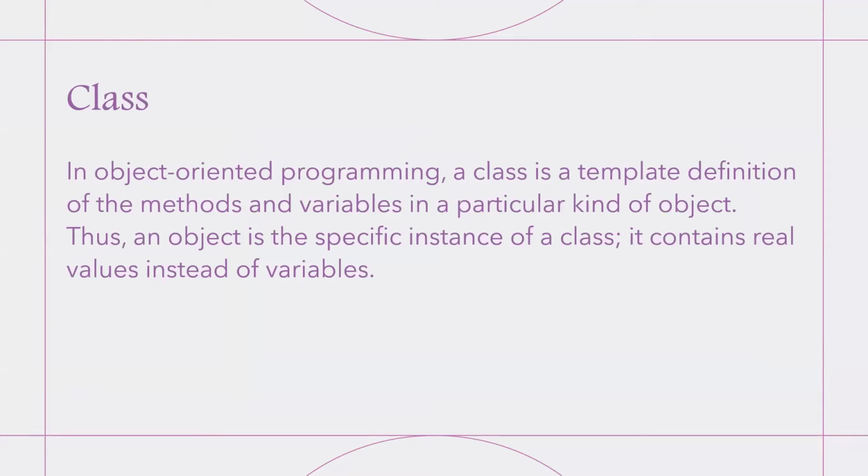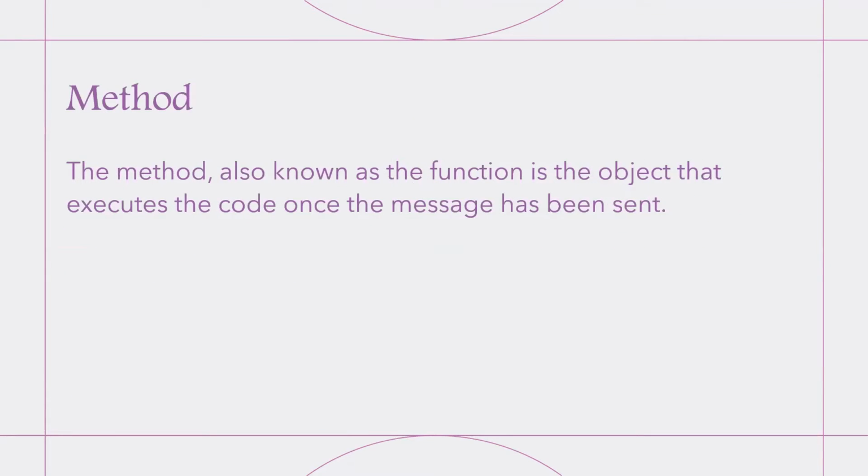A class in object-oriented programming is a template definition of the methods and variables in a particular kind of object. Thus, an object is the specific instance of a class. It contains real values instead of variables. The method, also known as the function, is the object that executes the code once the message has been sent.